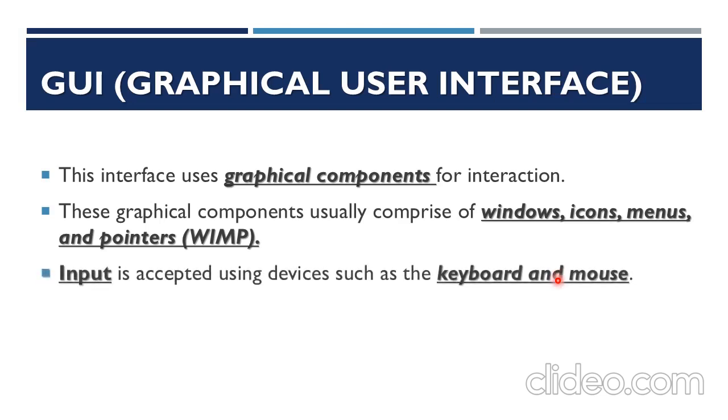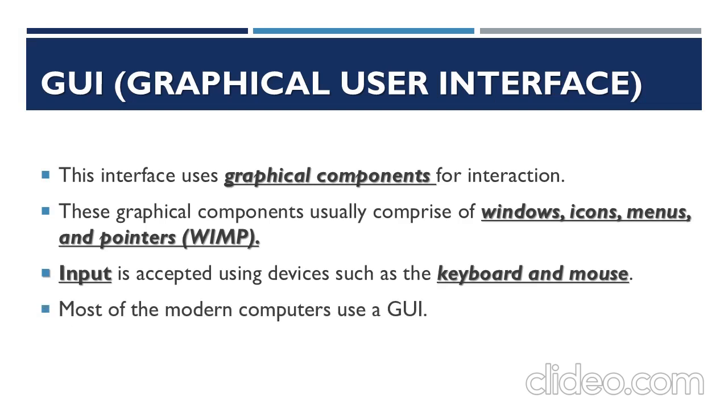Input is accepted using devices such as keyboard and mouse. Here you can enter the input data using keyboard and mouse. But do you remember, in character user interface, whether you can use the mouse? No, you can use only the keyboard to enter the data in character user interface. But in graphical user interface, you can use both the keyboard to enter the data and the mouse to point the data. So you can use both keyboard and mouse to enter the data.